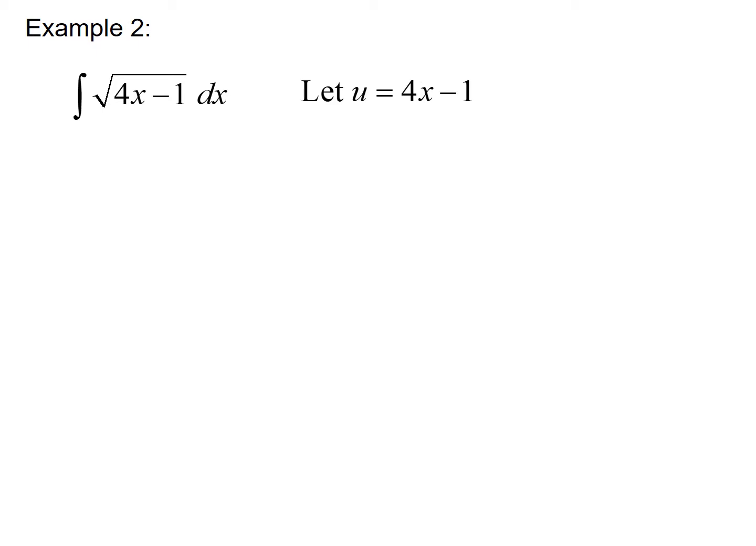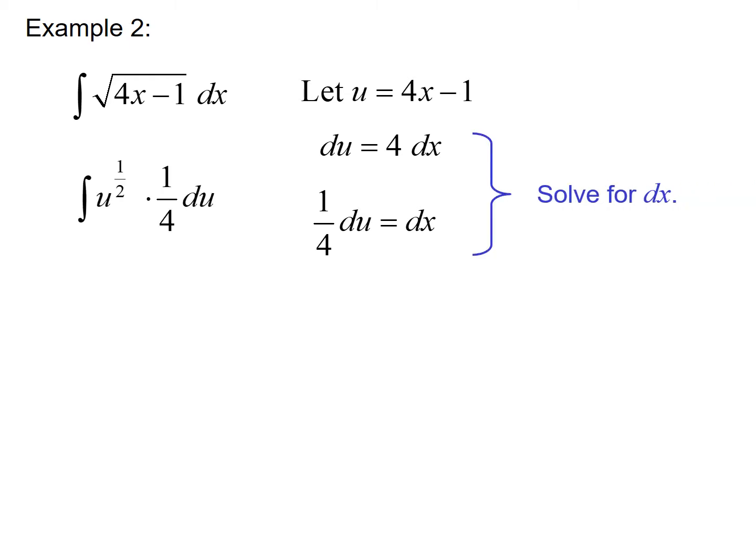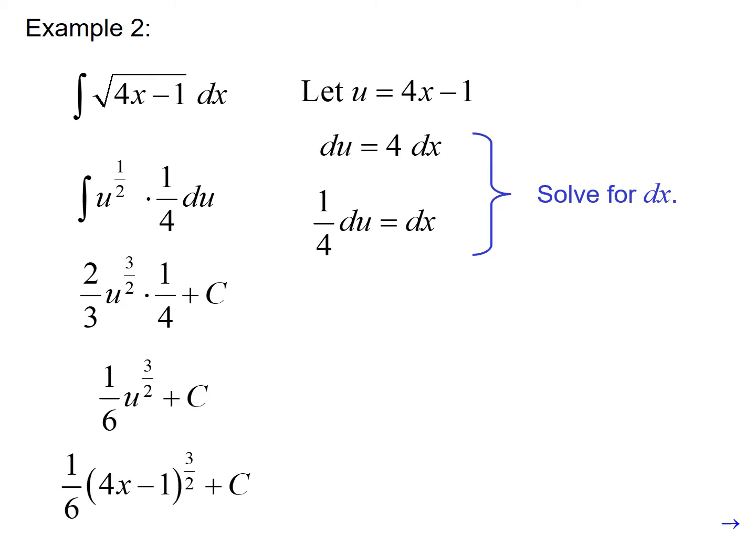Okay, let u equal 4x minus 1. Then du equals 4 dx. And notice if we let u equal 4x minus 1, that just leaves us with dx. So rather than writing du equals 4 dx, let's write 1/4 du equals dx. All right, then we let u equal 4x minus 1, so we get root u. dx is equal to 1/4 du, so we replace dx with 1/4 du. Now we take that antiderivative, simplify, and substitute back in.